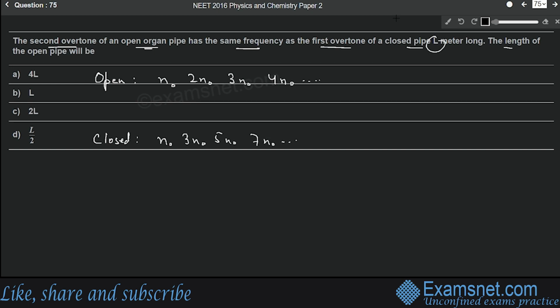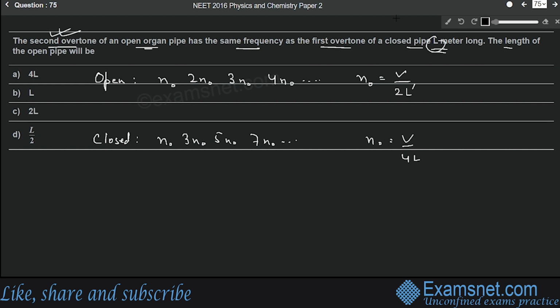Okay, and the value of N0 for an open pipe is equal to V by 2L, and that for the closed pipe is V by 4L. Now let's assume that the length of the open pipe is L dash, and for the closed pipe it is given that the length is L. Now, what else is given?